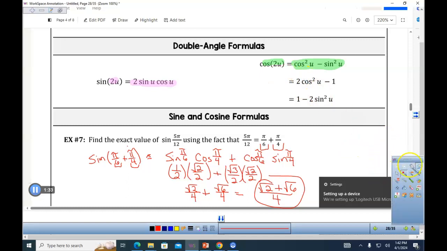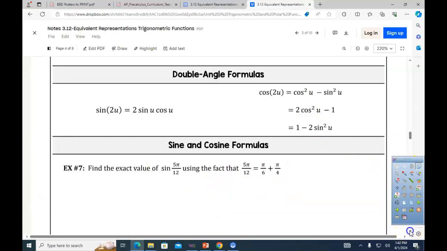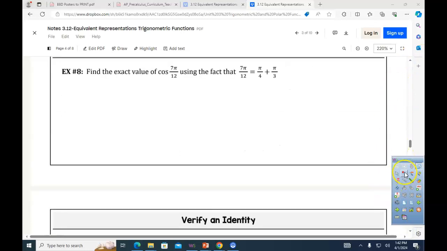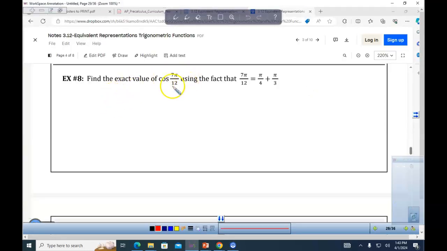All right, let's do another one. All right, let's do this sum of this one. So I can rewrite this as cosine of pi over 4 plus pi over 3, because they told me right here. I could have also done a negative too, but I usually stay with the pluses.